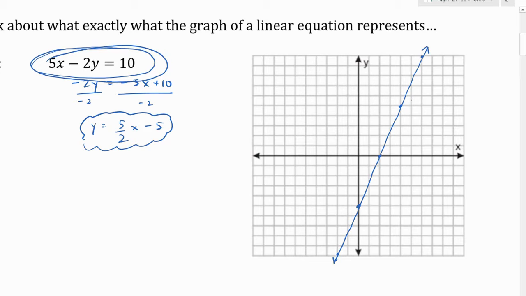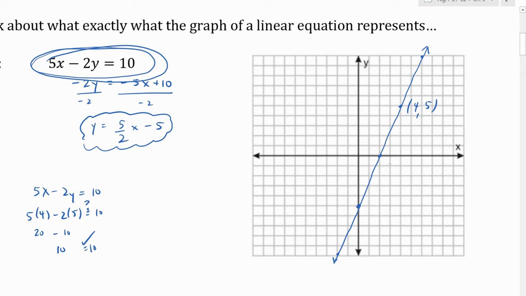Like, here's an example one. This is 1, 2, 3, 4 over 4 up 5. So if I went to 5x minus 2y is 10, and I put the 4 in for x and the 5 in for y, I'd get 10 just like I said I should.